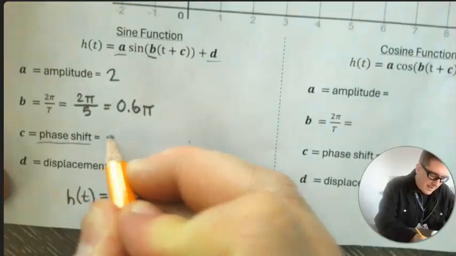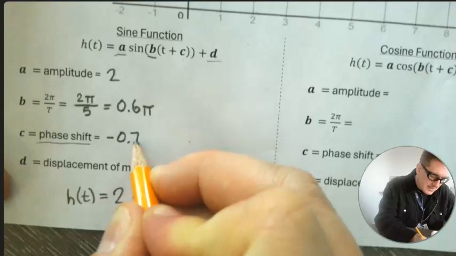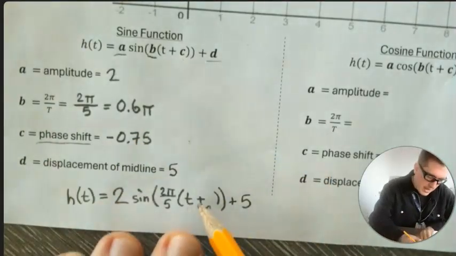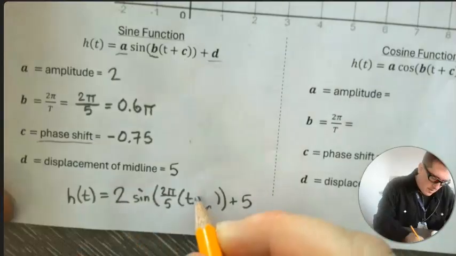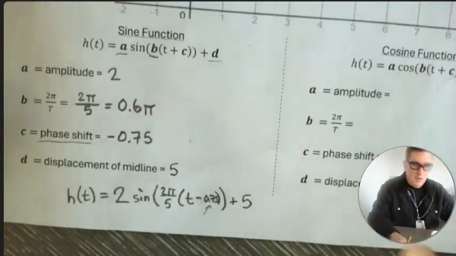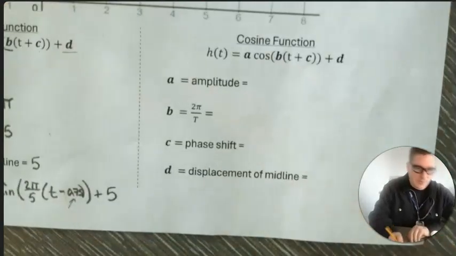Since it moved to the right, that means my phase shift is negative 0.75. And I'm going to add a negative number here, minus 0.75. Now, what if I wanted to do a cosine function?